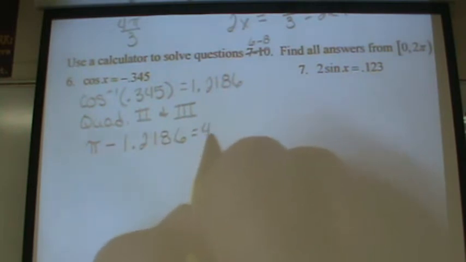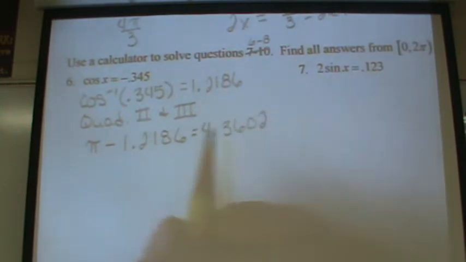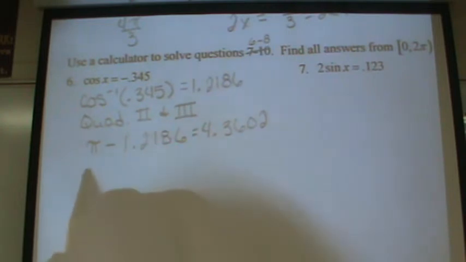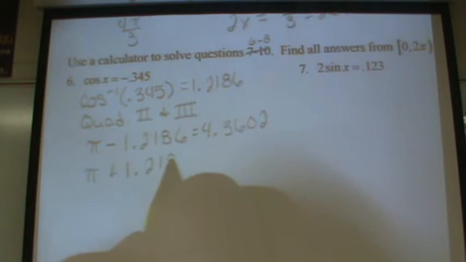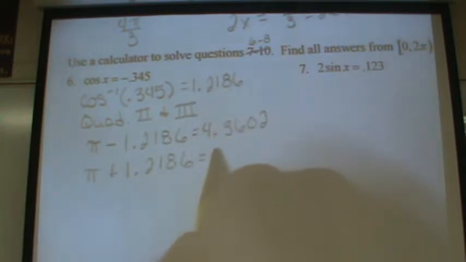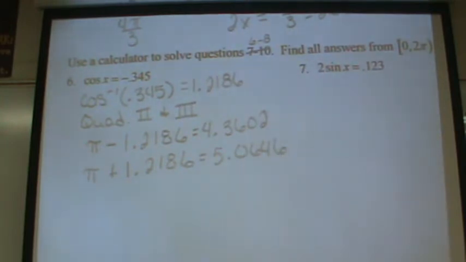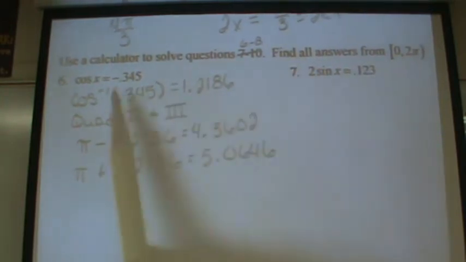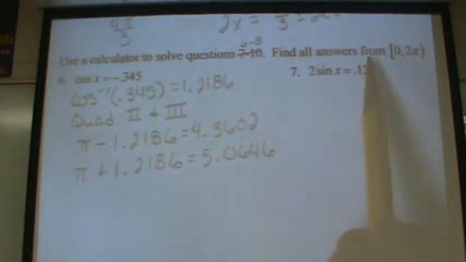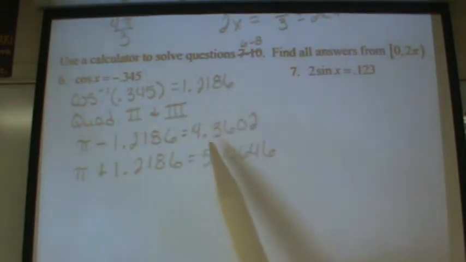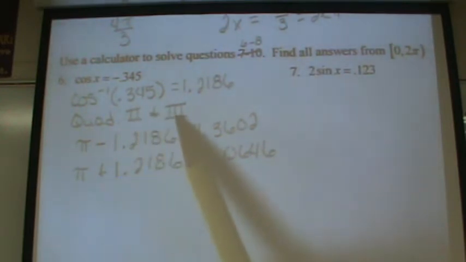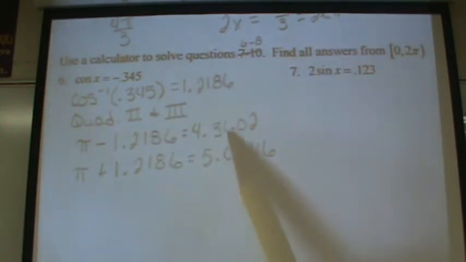And we end up with 4.3602. And then we want to find the 3rd quadrant, which is pi plus that value, so that 1.2186. And we end up with 5.0646. Now in our directions it says to solve using the calculator and find all answers from 0 to 2 pi. So from 0 to 2 pi we have our 2nd quadrant and our 3rd quadrant, so those are our 2 answers.